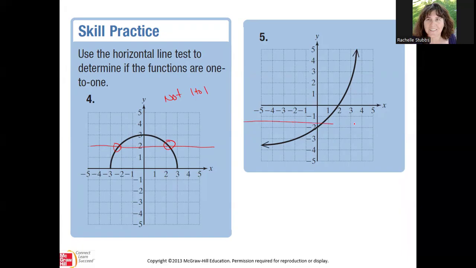If I do it here, I only hit it once. See if I could do it again. Yep, I only hit it once right there. So this is, yes, 1-to-1.